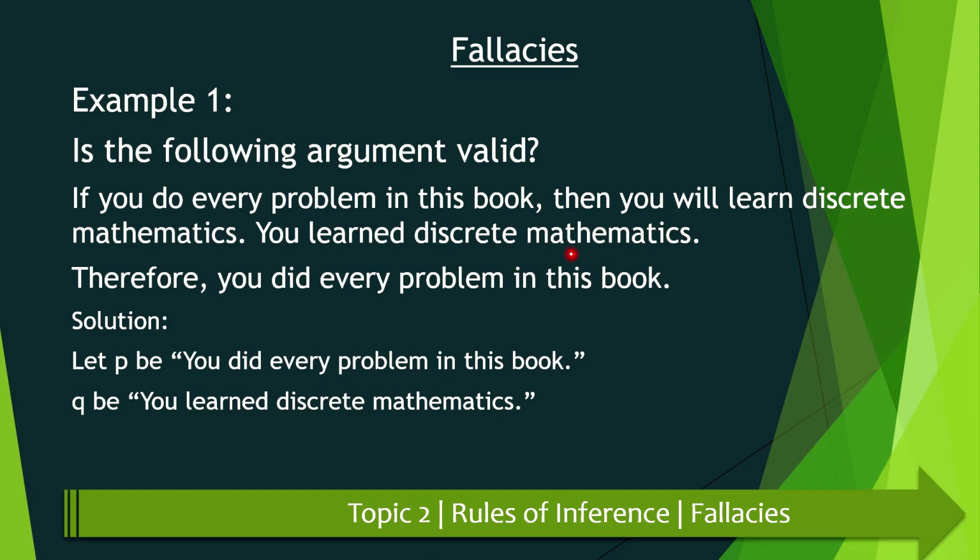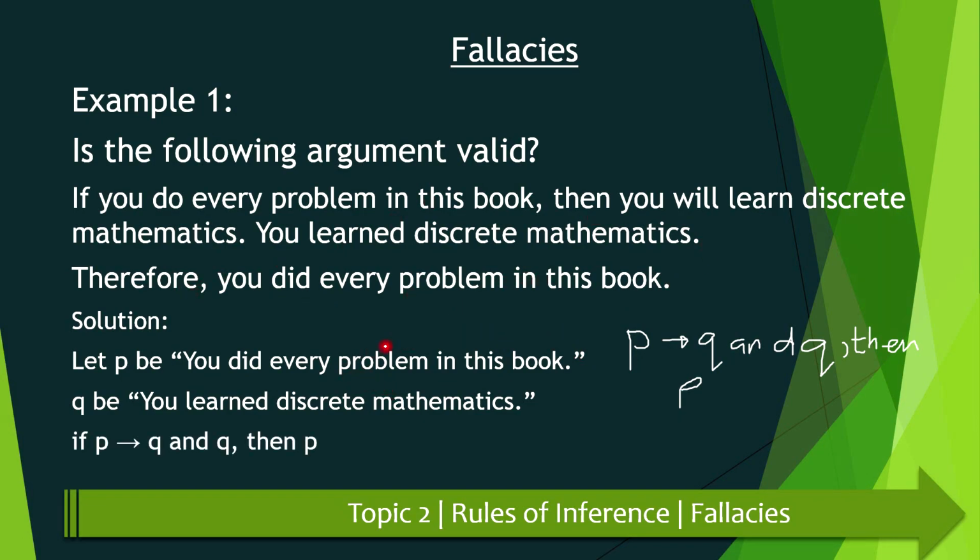So, the form of this argument will be: if you do every problem in this book, that is P, then you will learn discrete mathematics, implies Q. You learned discrete math, which is Q, then P. Okay, so the form of this statement will be: if P implies Q and Q, then P. So it looks like the fallacy of affirming the conclusion.